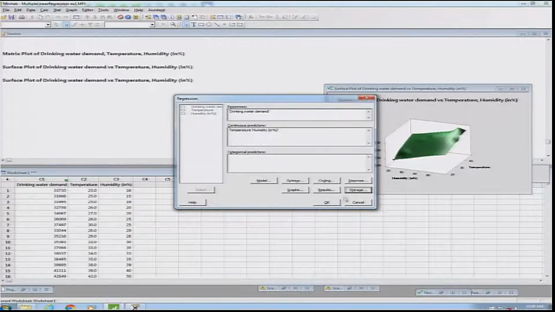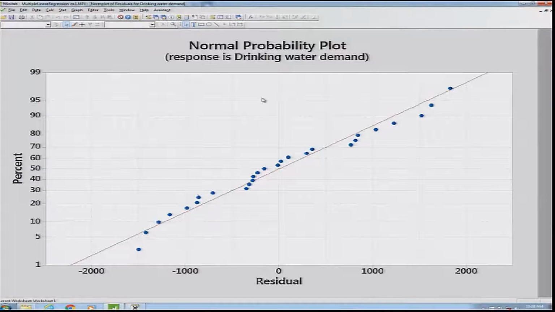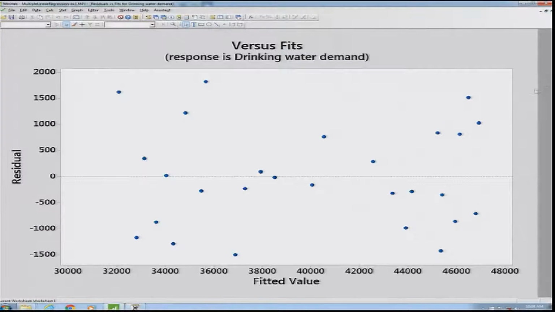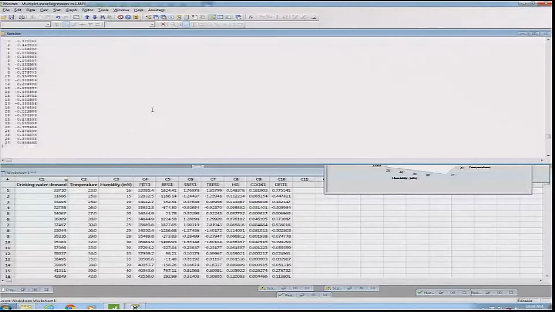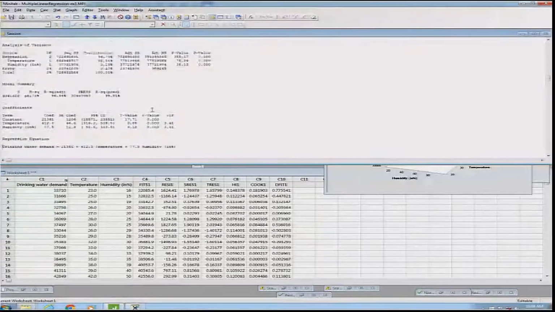So now once I go for this analysis, let us see what happened. You can see that we have obtained a normal probability plot. So we store it, and we have got a plot between residuals and fitted values. Okay, let us store it. Now if you observe over here, this is the outcome.